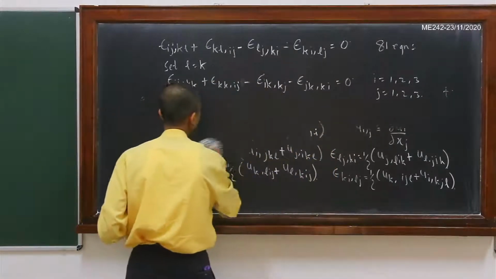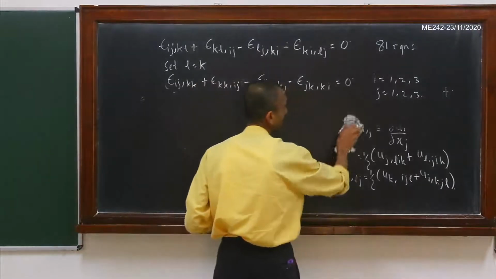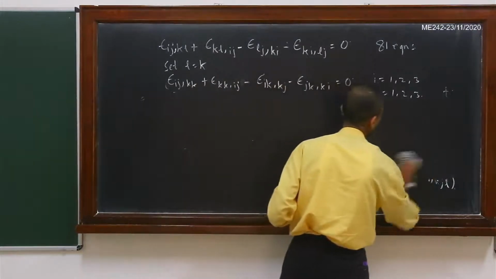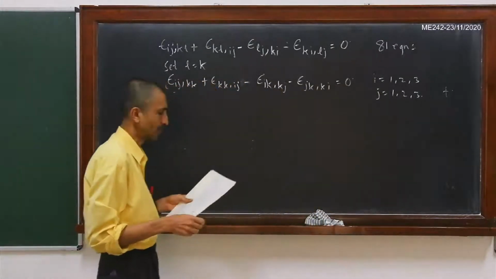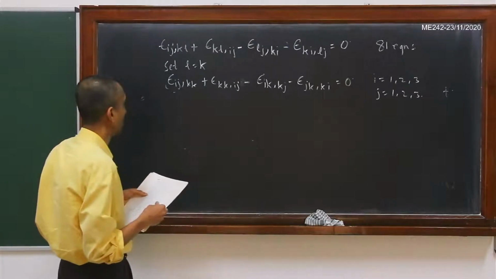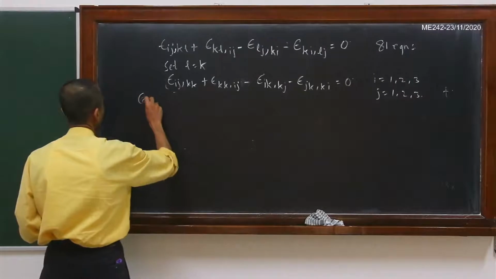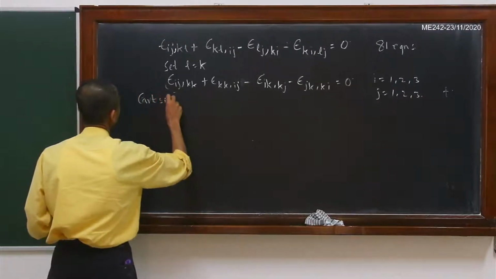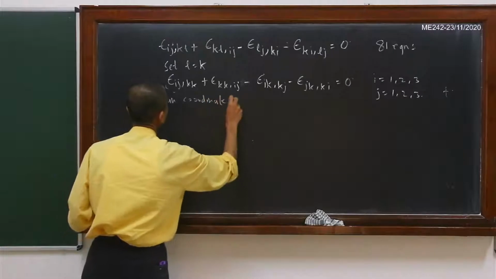Only when these 6 compatibility relations are satisfied will a single valued displacement field exist corresponding to these strain components here. So let us just write the compatibility relations for a Cartesian coordinate system. Okay, so for a Cartesian coordinate system, let us just write this.